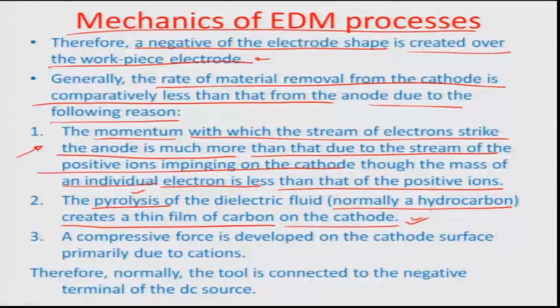So, slowly you will see the tool surface being covered with carbon as the process continues, and the compressive force that is developed on the cathode surface is primarily because of the cations, and it is a normal strategy that the tool is connected to the cathode side of the DC terminal or the DC source in an EDM process. So, that is about the mechanics of the EDM process.